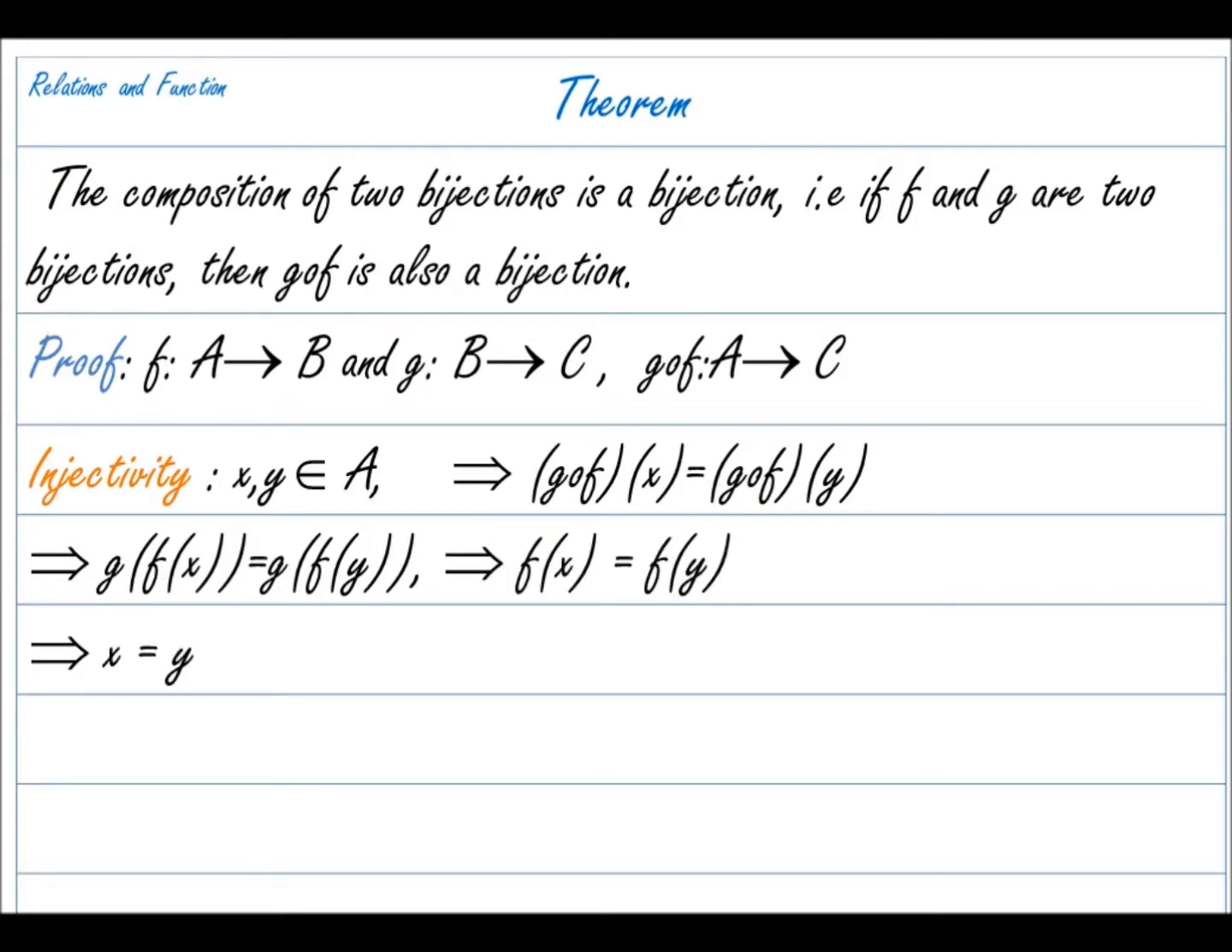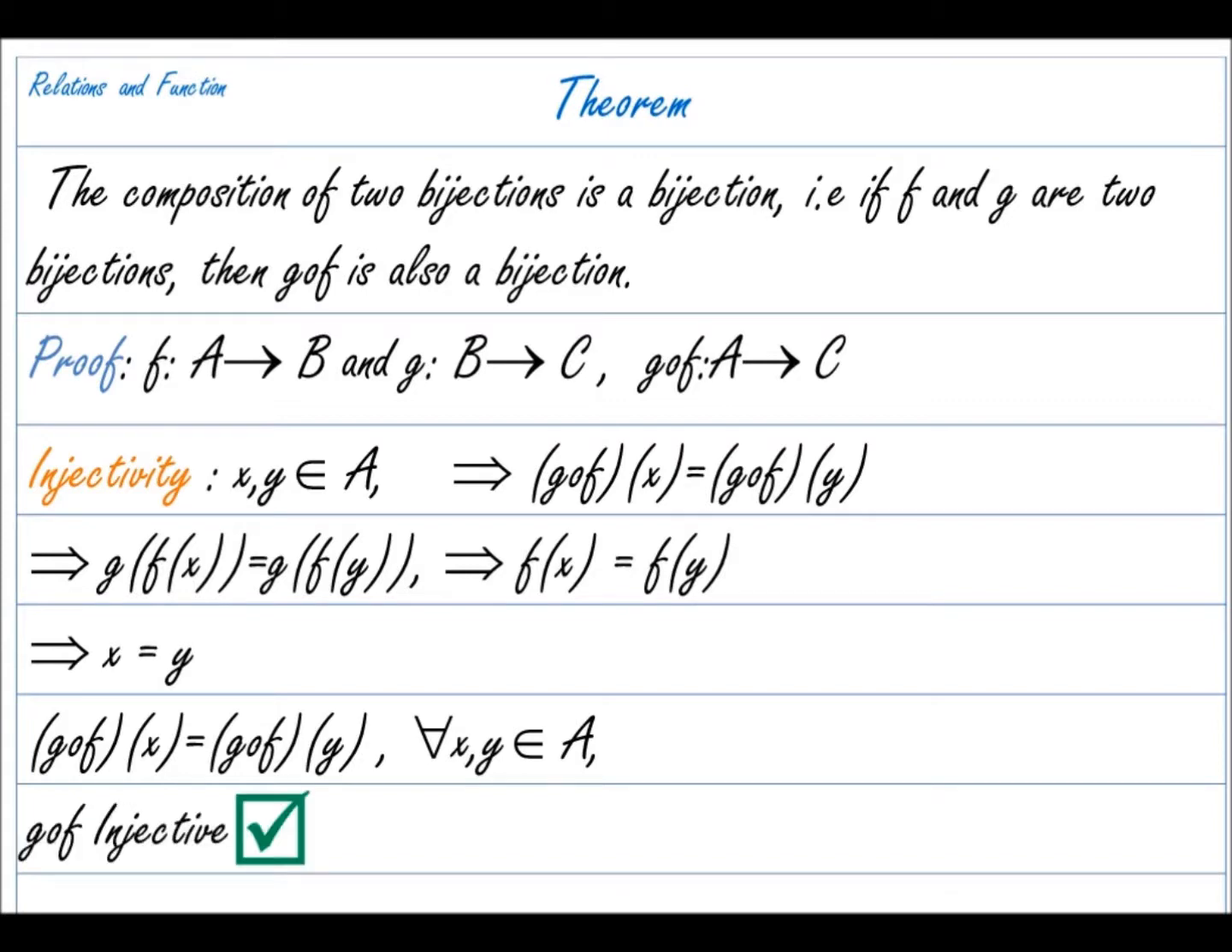So that means if gof of x is equal to gof of y, then x is equal to y. That's what we wanted to prove. So that means for all x and y which belong to set A, gof of x equal to gof of y implies x equals y. So that means gof is an injective function.